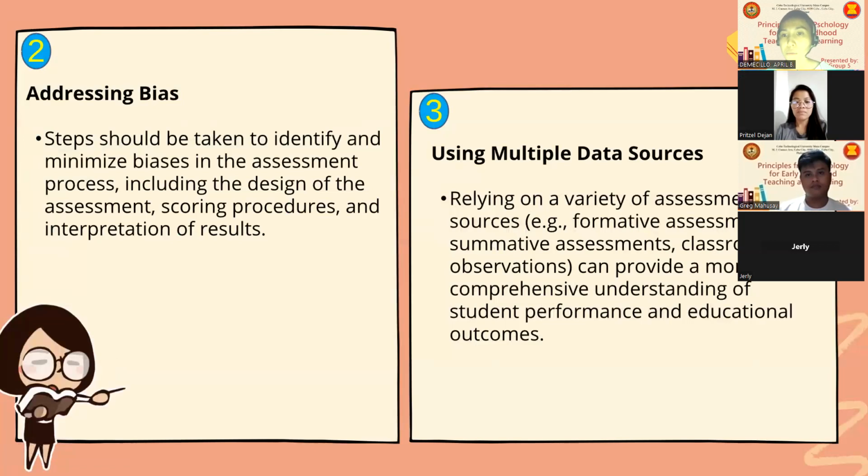Next one is using multiple data sources. Do not rely on one test result. Rely on a variety of assessment data sources, for example, like what Sir Greg told us in Principle 18, the formative assessment and summative assessment. And then classroom observations can provide a more comprehensive understanding of students' performance and educational outcomes.